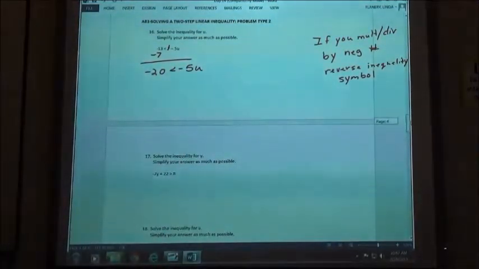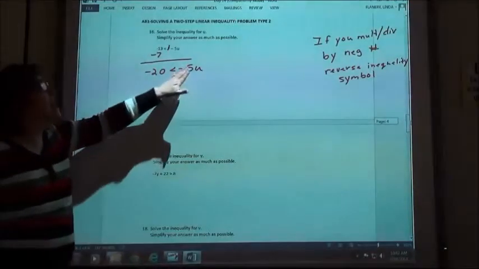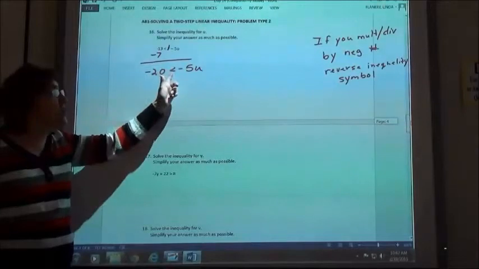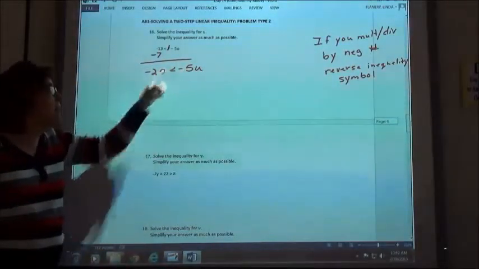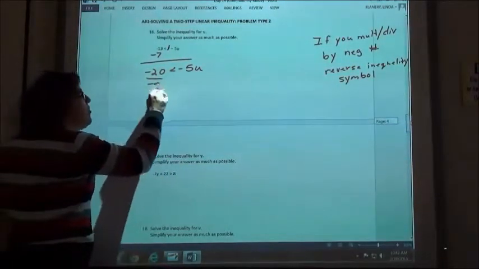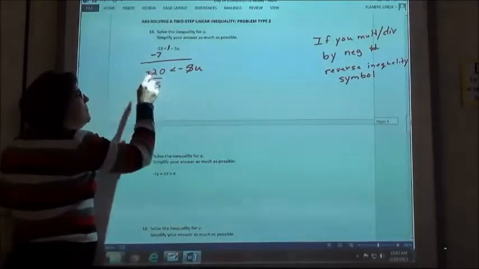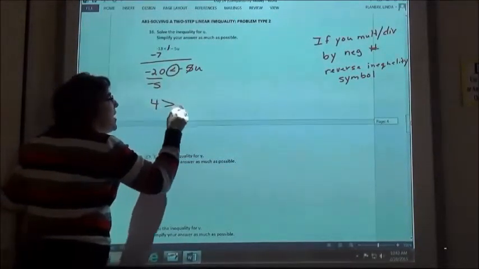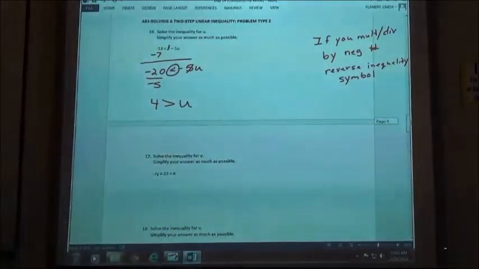This is the step we have to watch. Do we have to flip our sign? If the number in front of the variable is negative, then you're going to reverse your sign. I'm going to divide by a negative 5 to solve that. Negative divided by a negative makes that a positive. I've got to flip my sign, and so my answer ends up being 4 is greater than u.